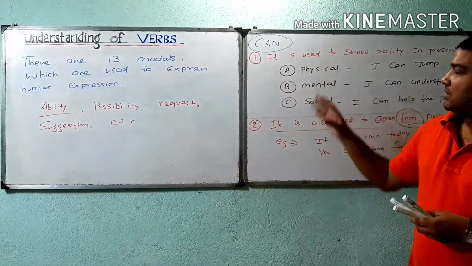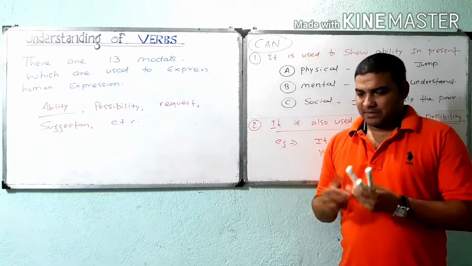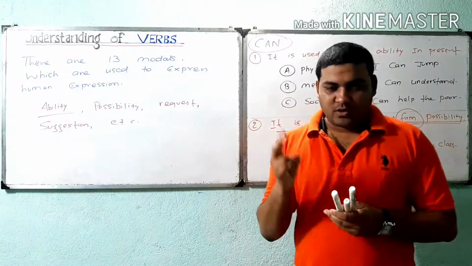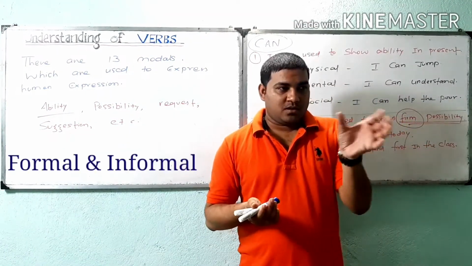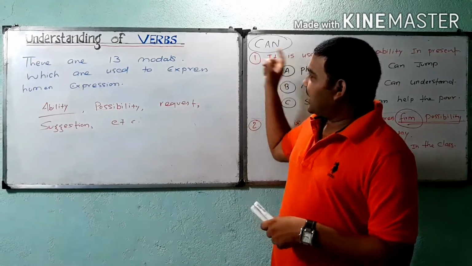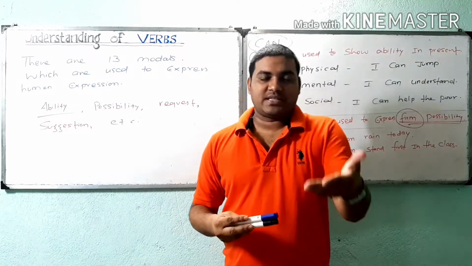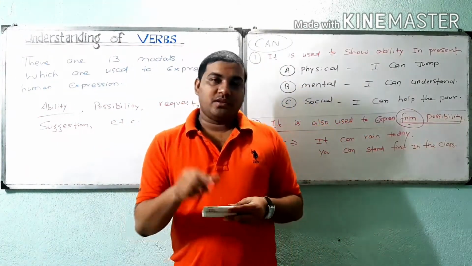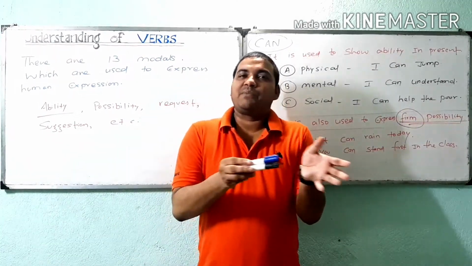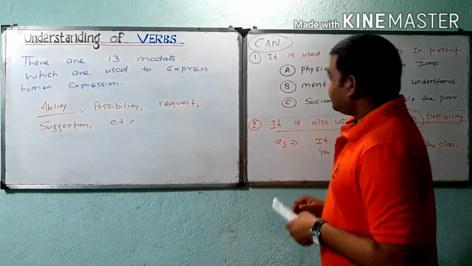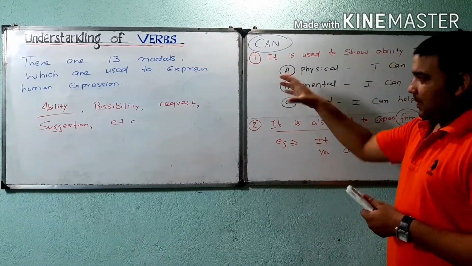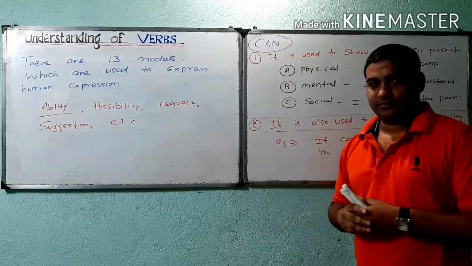so far as this can is concerned, we can just use it for permission purpose also. But let me tell you, in our language, there are two kinds of categories, formal and informal. When you talk about formal, can cannot be used for request or permission in a formal category. Yeah, right, that sentence is right, but the use will not be proper. Now, many of us have studied that the past form of can is could. That's very right.